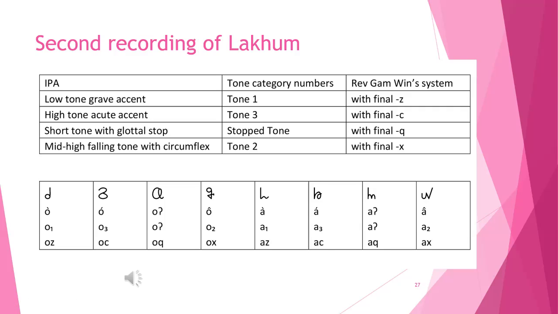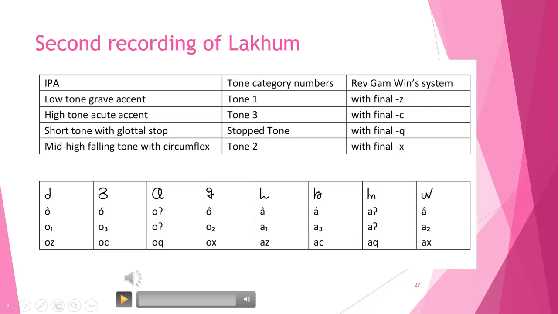The IPA tone marking system doesn't allow you to give the fine-grained information about the tones, so I prefer to use category numbers and write in a descriptive system. So one is the low falling tone, 3 is the high, sometimes rising, 2 is the mid-high falling tone. And then in the Rev Gam Win system, which is where you use final Z, C, Q, and X for that. And so let's listen to it again.